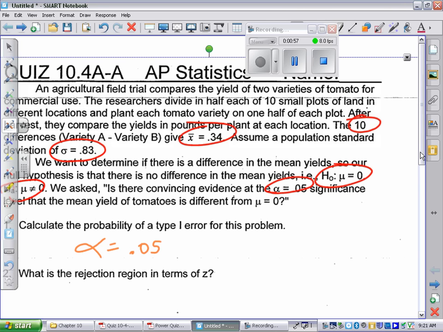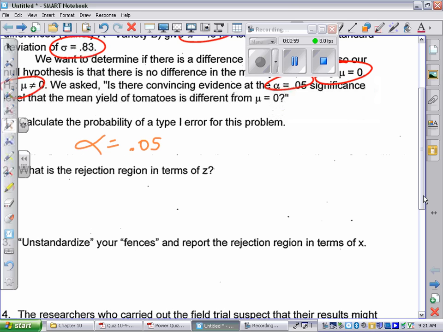Number 2 says write the rejection region in terms of Z. Is this a one-sided test or a two-sided test? Two-sided test. So if the orange region is 0.05, I've got to divide that by 2. I get 0.025. And either look up 0.025 on your chart, do it on your calculator, or use your brain, and remember that it's 1.96.